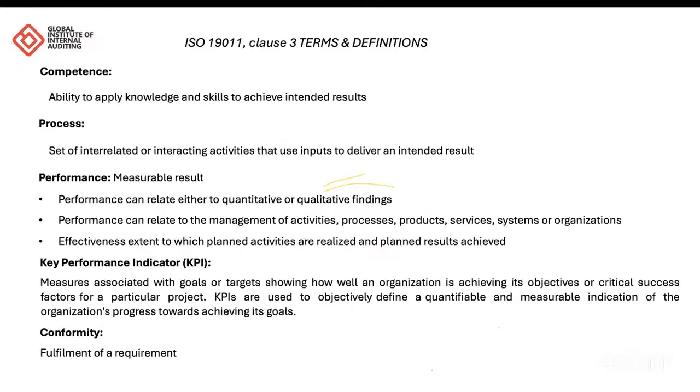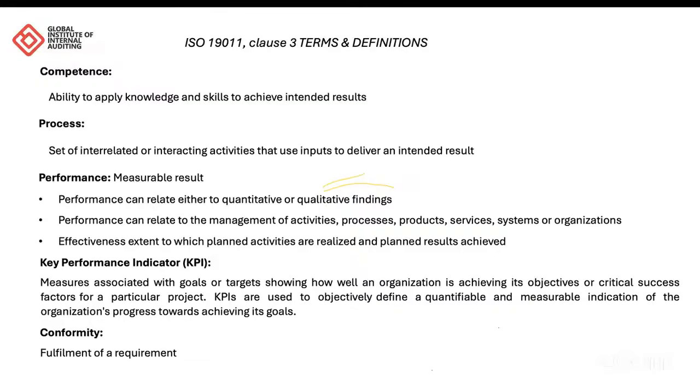That is risk. And then we talk about competence. Competence is the ability to apply knowledge and skill to achieve intended results. We talk about process. Process is a set of interrelated or interacting activities that use input to deliver an intended result. Performance is a measurable result. And then key performance indicators: measures associated with goals or targets, showing how well an organization is achieving its objective.